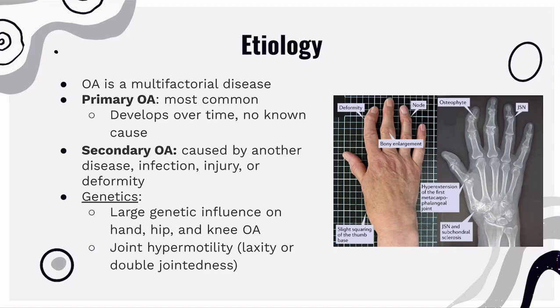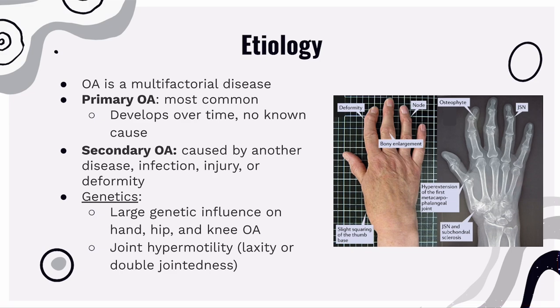For the etiology of osteoarthritis, osteoarthritis is a multifactorial disease, so there are many causes that lead to its development, which were previously mentioned before. OA can be categorized into primary and secondary osteoarthritis, and primary OA is the most common and it has no known cause. It just develops over time with aging.